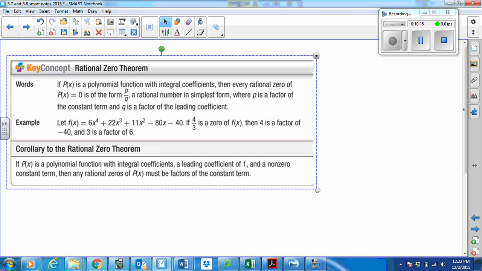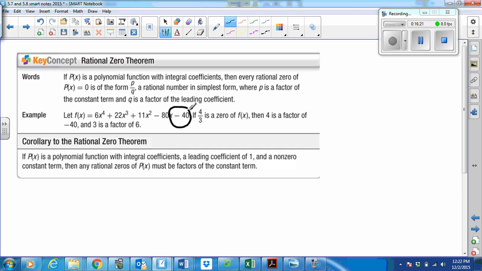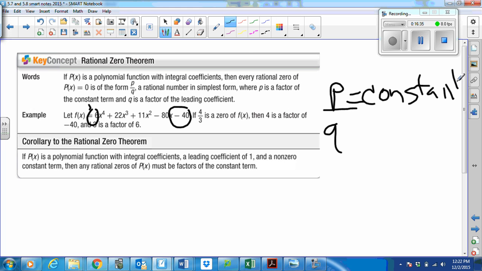In order to figure out the possible factors that could exist, you look at the constant term and you look at the lead coefficient. So p is equal to our constant term, and q is our lead coefficient. Oh, I'm not going to finish writing that. Anything that might be a factor could be any of the factors of p divided by any of the factors of q.